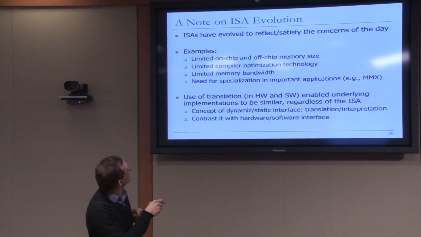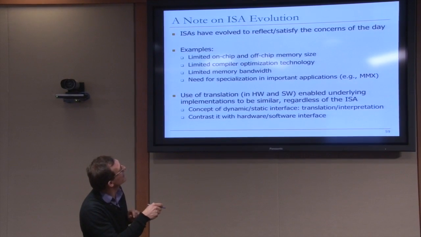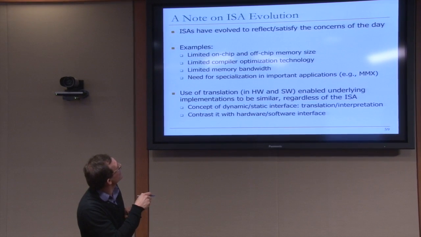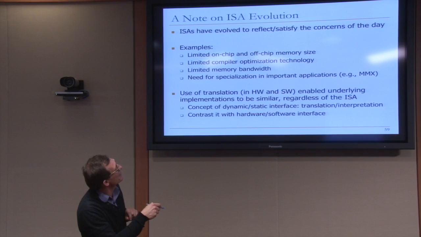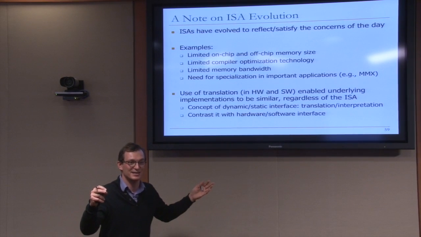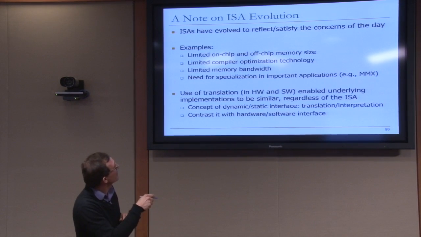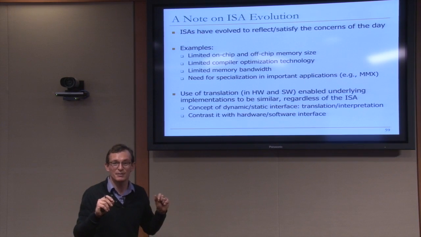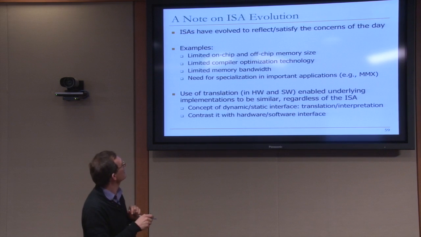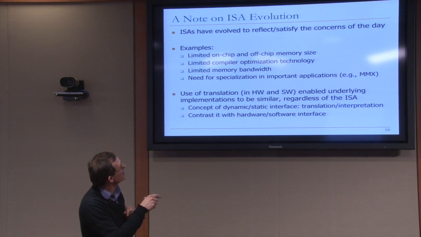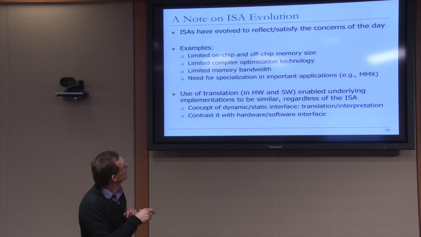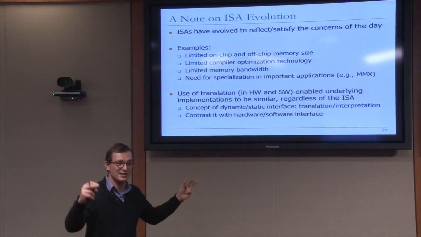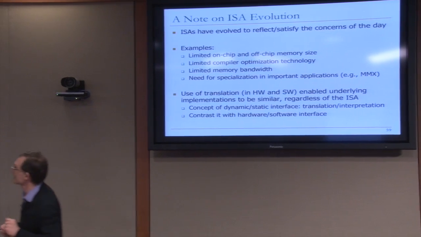But I'll talk a little bit about ISA evolution. ISAs have evolved to reflect and satisfy the concerns of the day. So for example, if you have limited on-chip and off-chip memory size, maybe you want complex instructions, right? And that was one of the motivators. If you have limited compiler optimization technology, then again, you have complex instructions because the compiler can easily compile to them. If you have limited memory bandwidth, again, maybe complex instructions are a good idea. If you have a need for specialization in important applications, maybe you add more instructions, like MMX, as we've discussed.